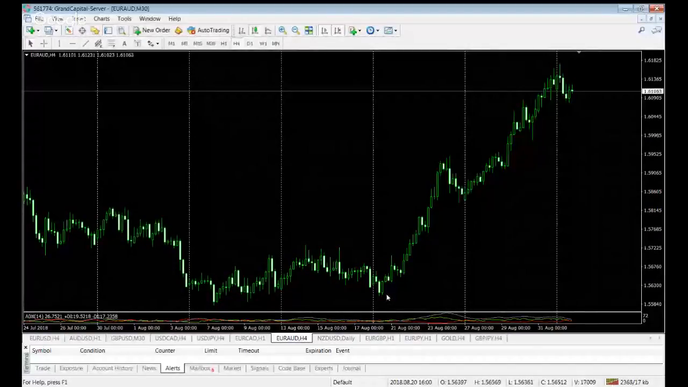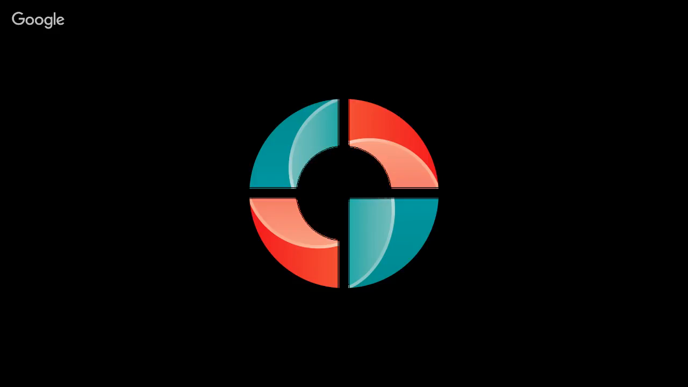Okay, let me draw this trend line. So this is how you draw a trend line. See trend. Confirm this on a smaller timeframe.